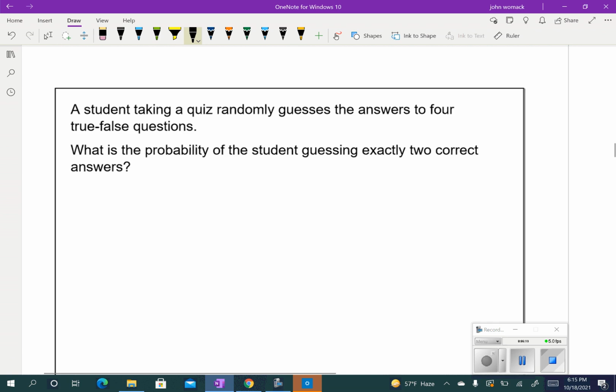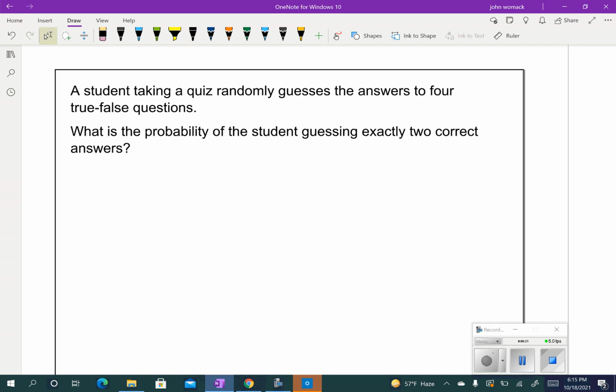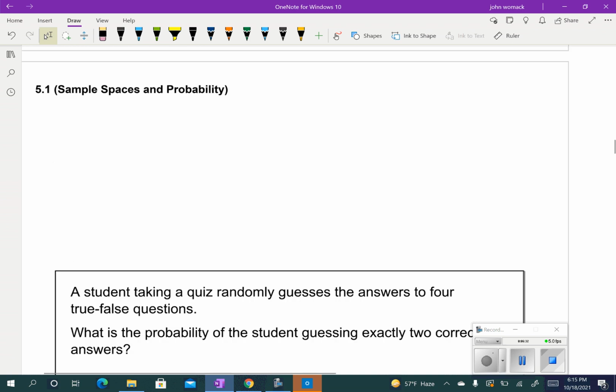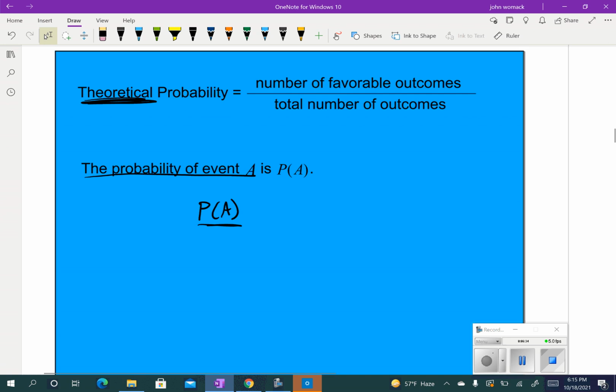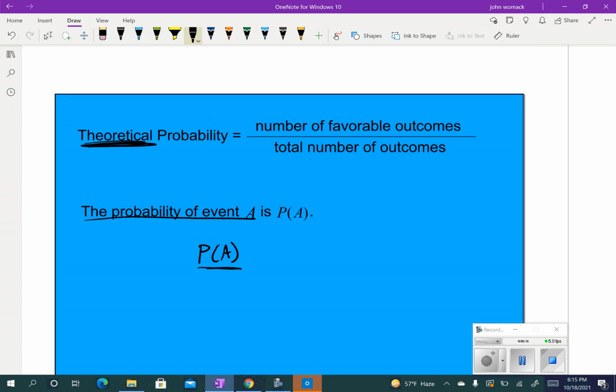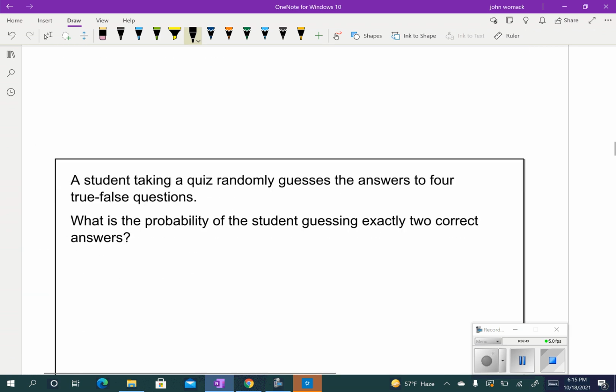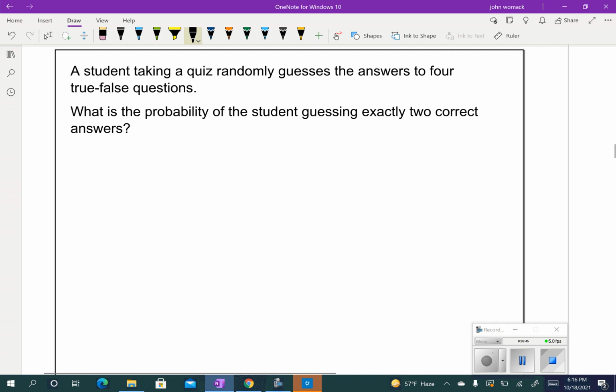Let's find some probabilities. So it says a student taking a quiz randomly guesses on the answers to 4 true and false questions. What's the probability the student guesses exactly 2 correct answers? So to do this, we need to figure out 2 things, right? I need to figure out the number of favorable outcomes and the number of total outcomes. So let's see if we can do that. Probably the easiest way here is we just write out the sample space.